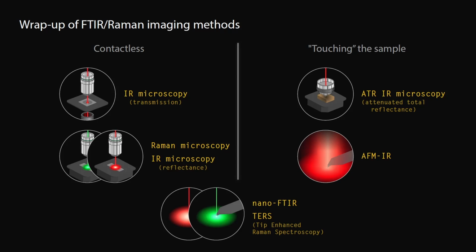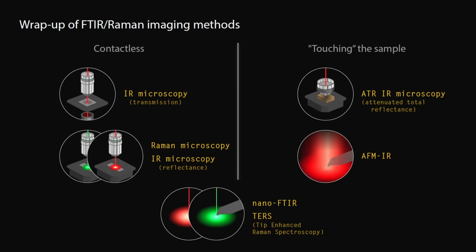We can discriminate setups which are not physically touching the sample, because only light is used to probe the sample. This is classical IR and Raman microscopy. On the other hand, there are methods which require getting into contact with the specimen. Here I covered infrared microscopy utilizing ATR objectives and AFM-IR.